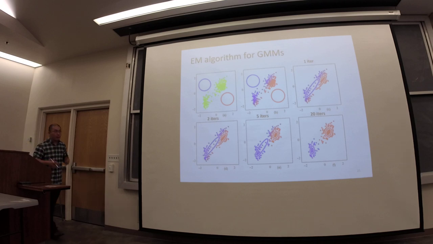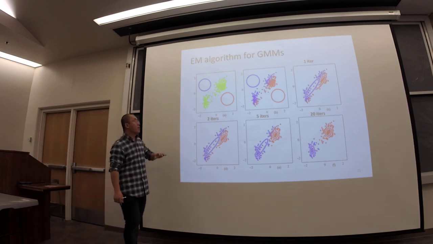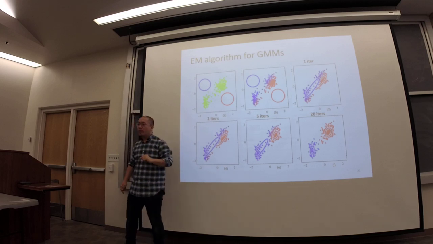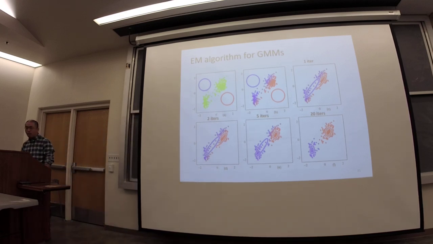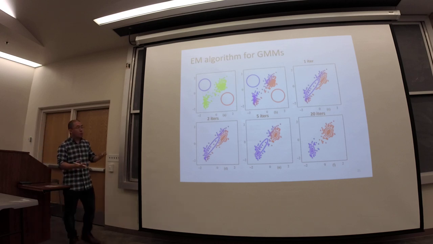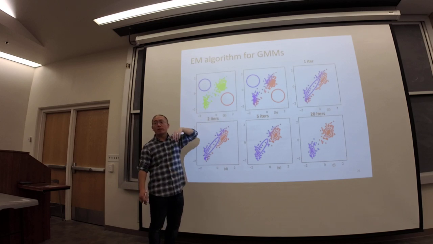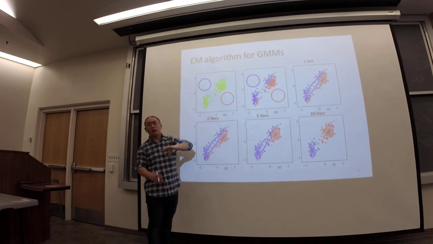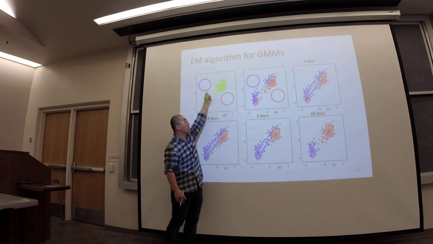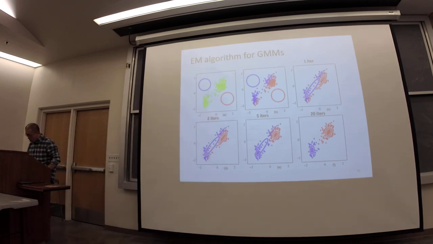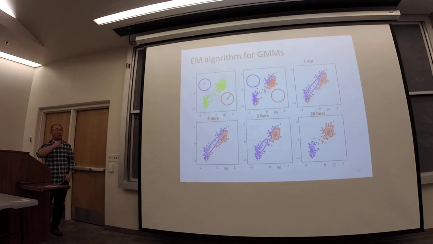So here I give an intuitive example showing how the EM algorithm works for the Gaussian mixture model. Here are the data points, the green dots. Obviously, human beings know there must be two clusters, right? But at the beginning, we have to randomly initialize the cluster centers, the blue circle and the right circle, and we use an identity matrix as our covariance matrix.